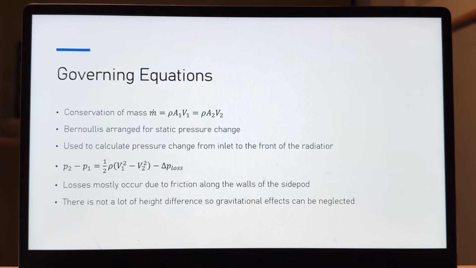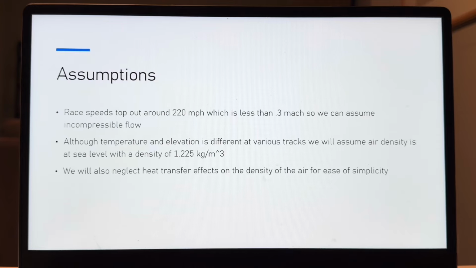These delta P losses are mostly going to be due to friction along the walls of the side pod. There's not really a whole lot of height variation in the side pod, so we can neglect those gravitational effects that we would normally see within Bernoulli's. These delta P losses are usually going to be represented with a K, and we'll cover that in a little bit when we do a worked example.